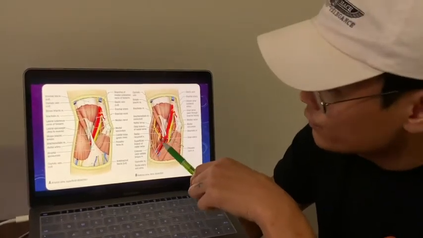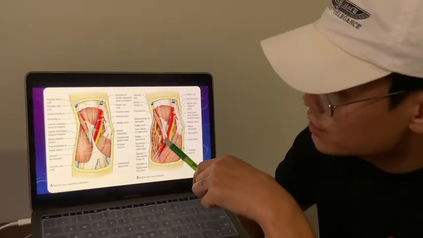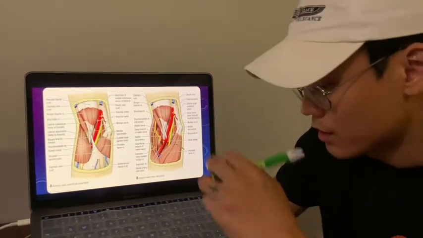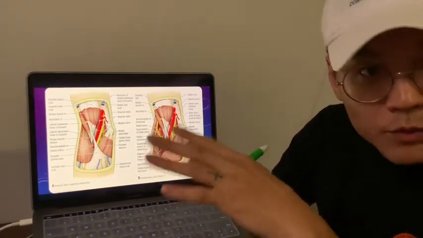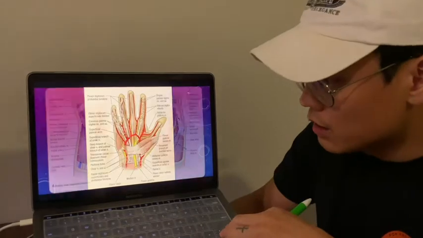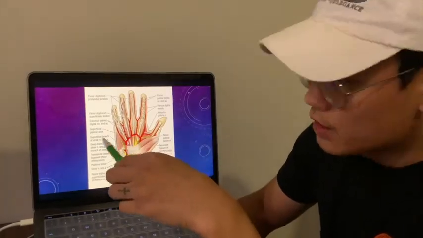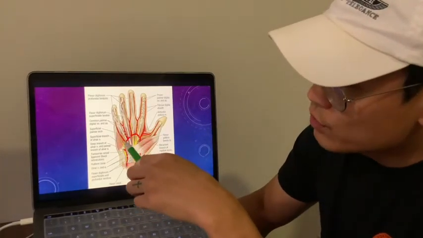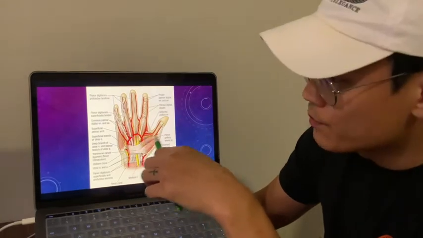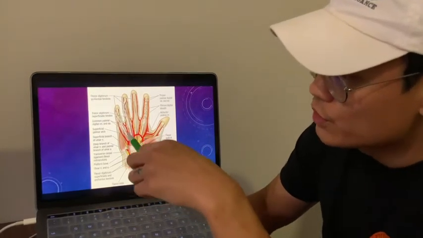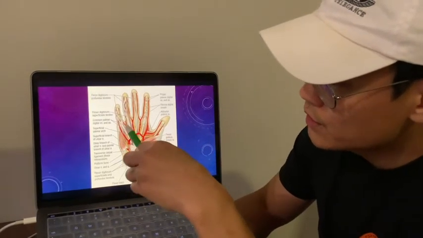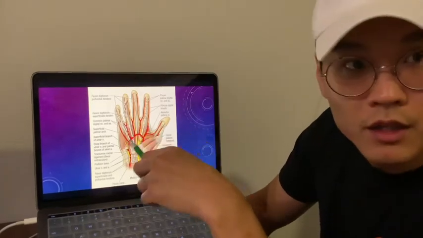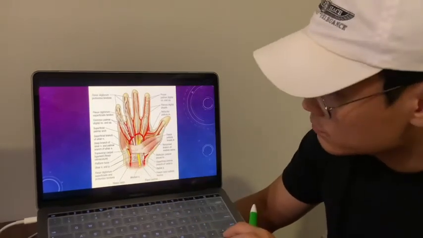The radial artery will give off one smaller branch that's called the radial recurrent artery. Now, the ulnar and radial artery will continue distally and arrive at the end. They will meet and form the superficial palmar arch. Off of this arch, we see multiple digital arteries that will go out and supply the individual fingers.